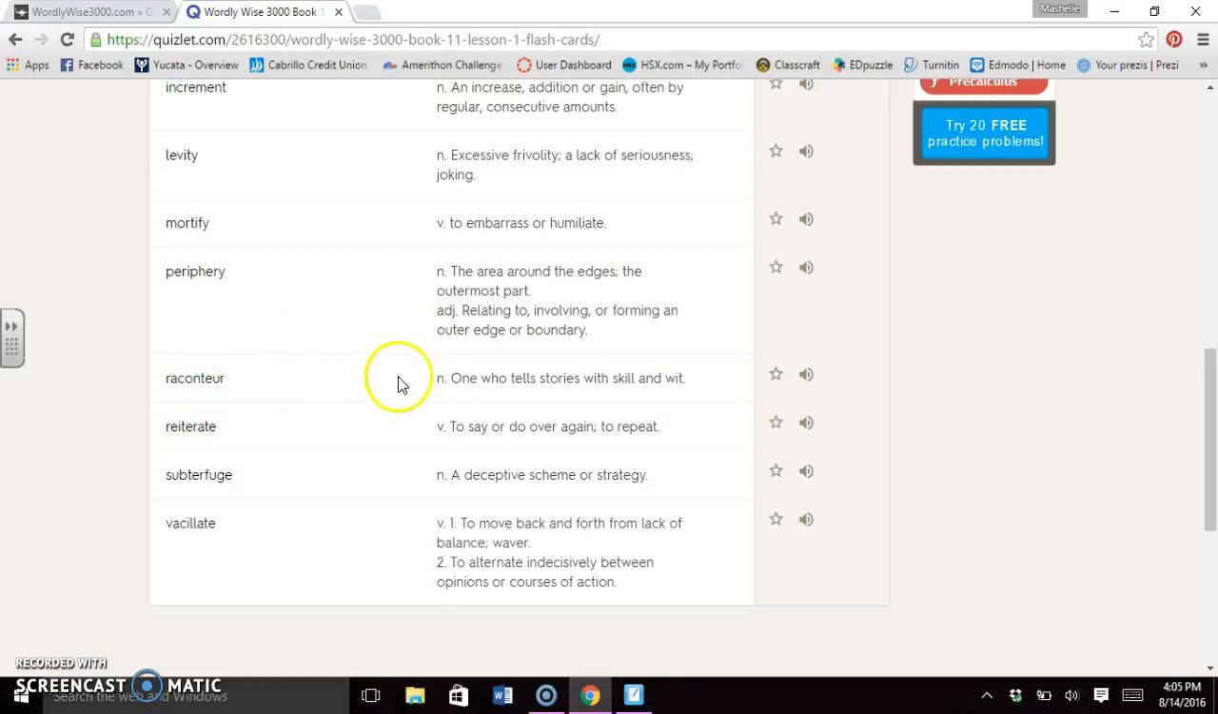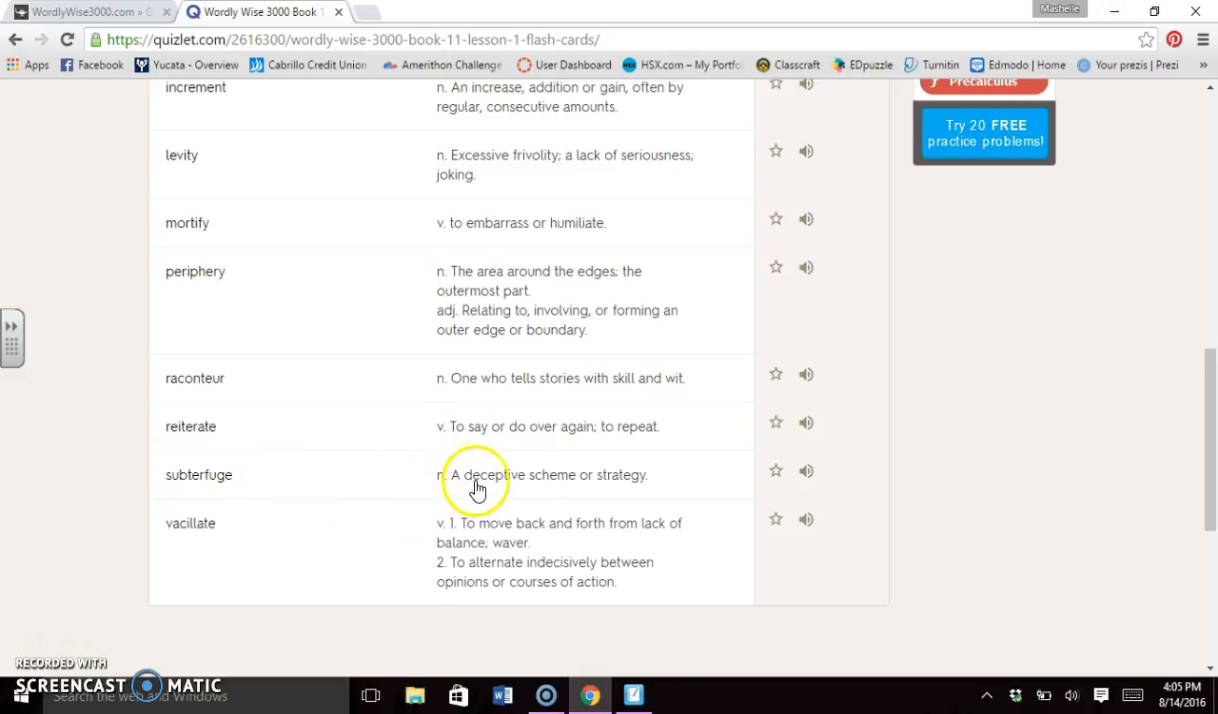A raconteur is a noun. One who tells stories with skill and wit. These are your storytellers, your novel writers, your comedians who get up and tell stories, and they do it with wit, as in they're smart and intelligent with their words, and helping it to progress, and they do it with skill. Reiterate is a verb, to say or do over again or to repeat. So when I go back and say the word reiterate 2 or 3 times, I'm repeating it. I'm doing it again. It's practicing that skill, practicing that idea of repetition.